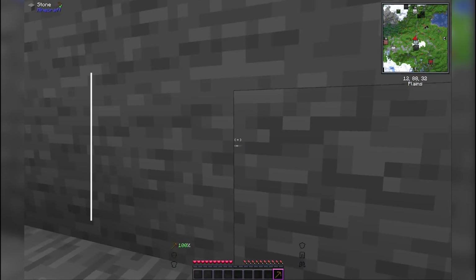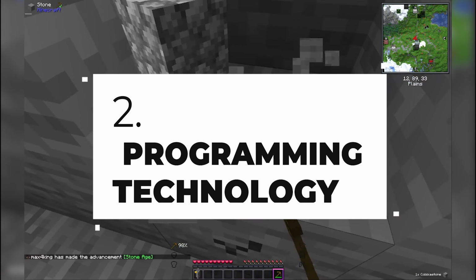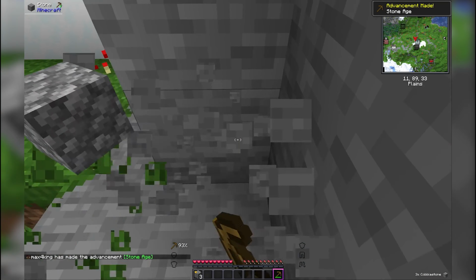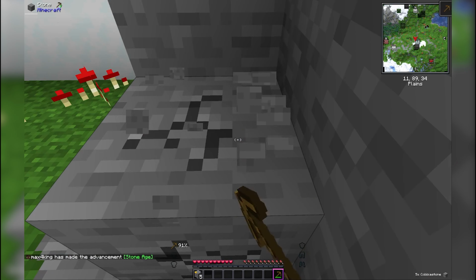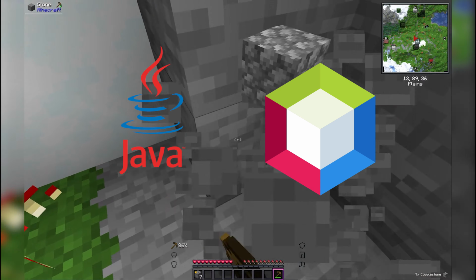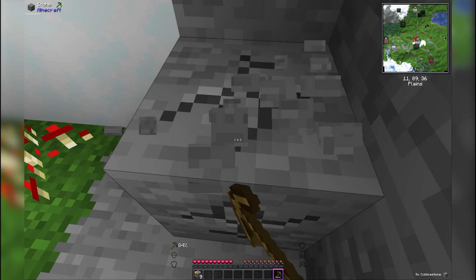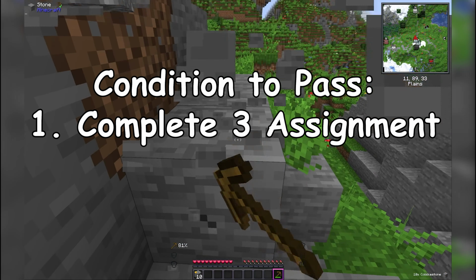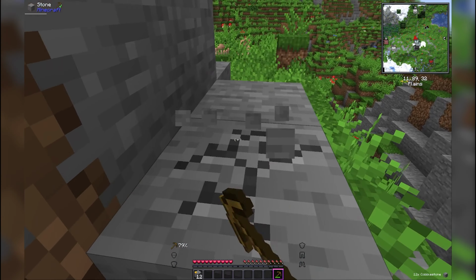On to the next one. Programming Technology. This course taught me next to nothing, but it was an easy pass as long as you know how to code in Java and use NetBeans. Yeah, you're forced to use NetBeans for this one. Condition to pass: complete the 3 assignments given in the practice course and you'll be good.